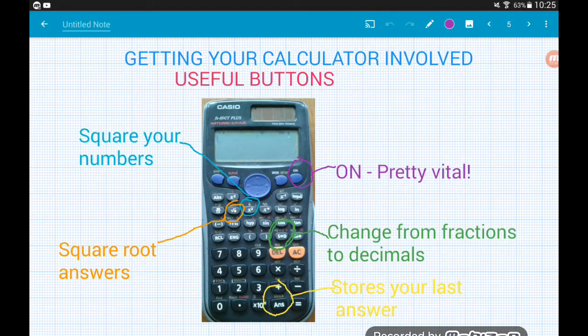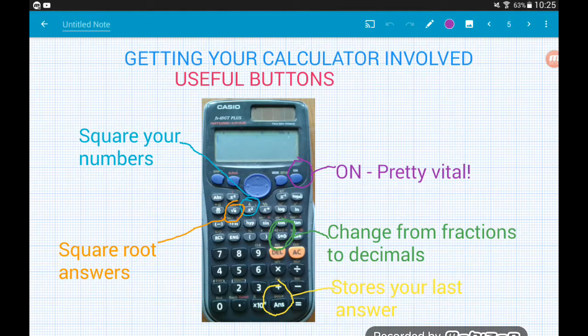So a lot of the time when you're doing Pythagoras, either you'll get an answer on your calculator in a fraction form, or what's called a surd form, where it keeps a square root in the answer. Now usually you will want your answer to a certain number of decimal places or significant figures, so that SD button converts between fractional surd form to normal decimal form. So that's quite a useful chap to be aware of.